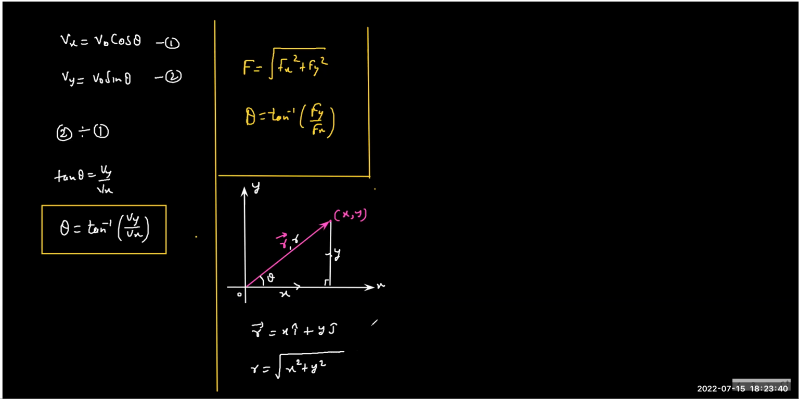So how do we get theta again? Tan inverse y by x. We have done this before; we are doing it again for the sake of completeness. Understood? And what you are seeing right now is called the polar system.